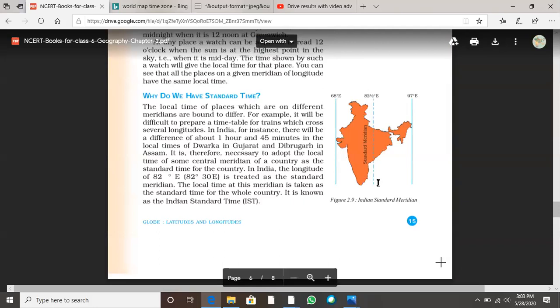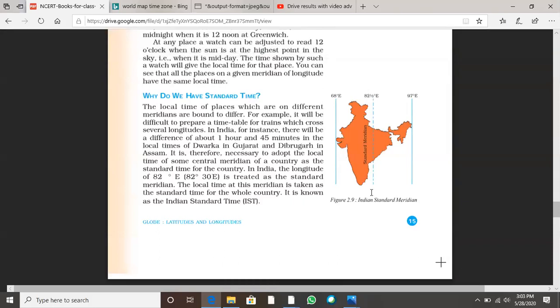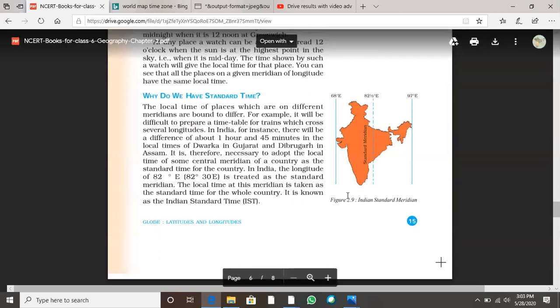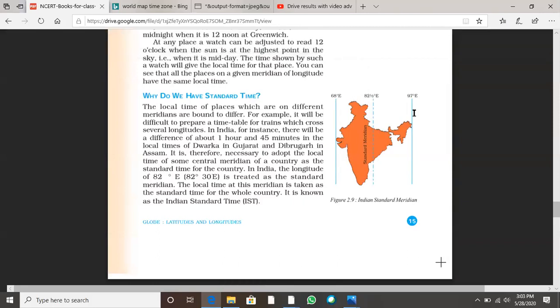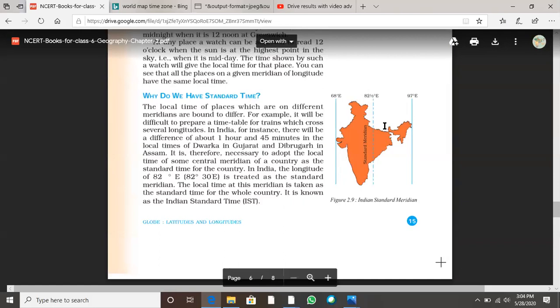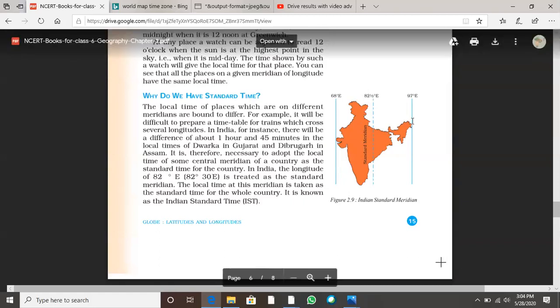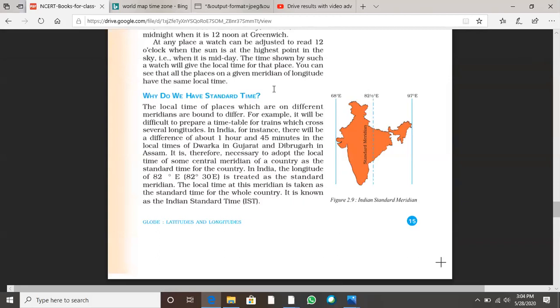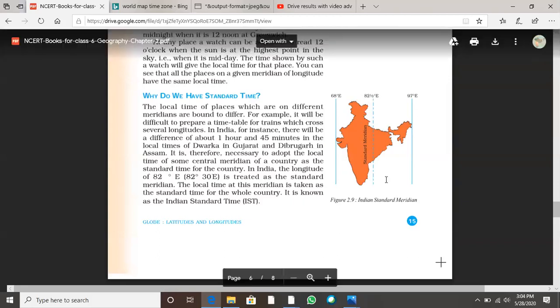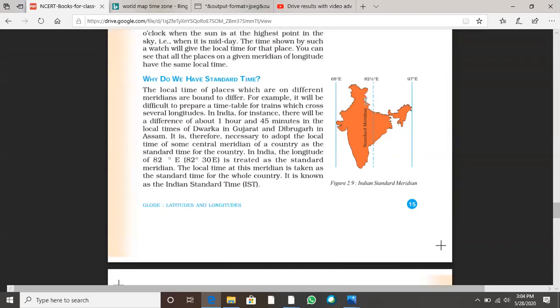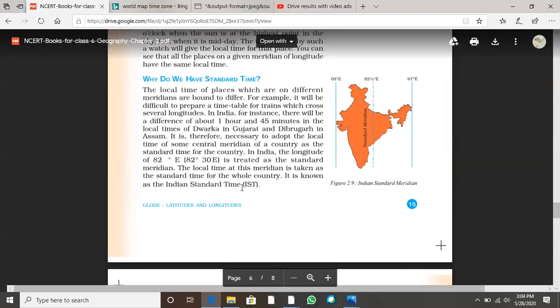Why should we have a standard time? We should have a standard time for the whole country, so that the whole country faces the same time, so that whenever you go at any place of the country, if you go at the north, south, west or east, you face the same time. So the standard meridian of India is at 82.5 degree east. It is known as the Indian Standard Time, IST.